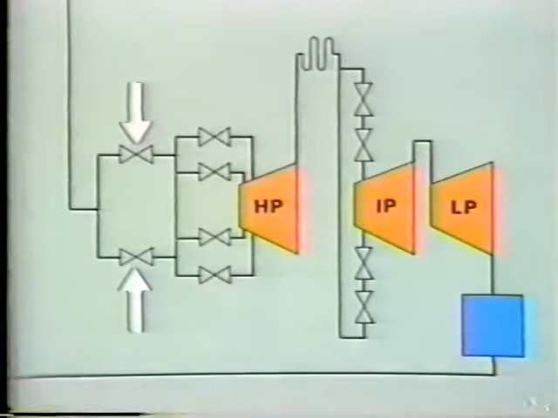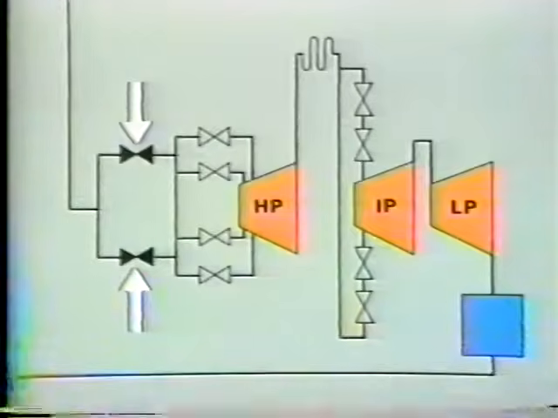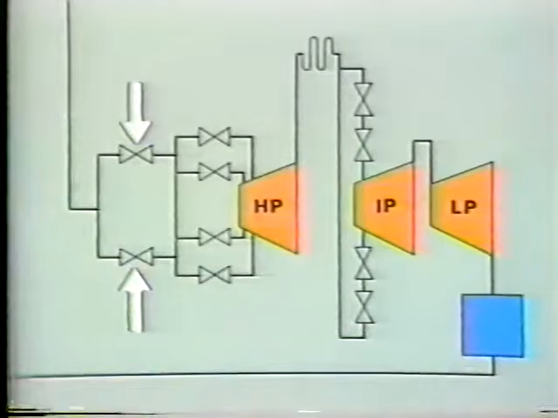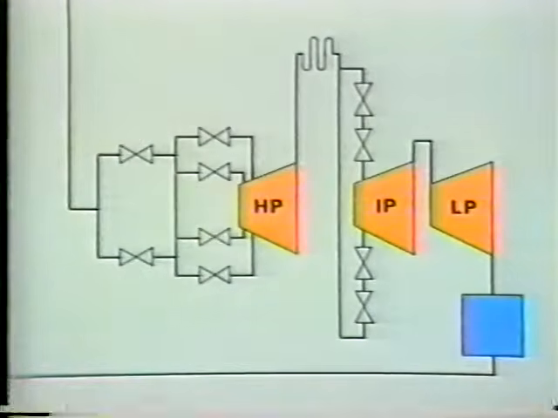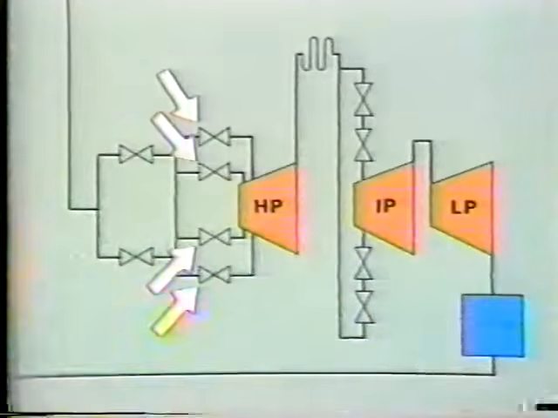For example, during normal operation, the main stop valves admit steam to the HP turbine. During emergencies or shutdowns, the main stop valves shut off the flow of steam. And during startup, the main stop valves can regulate the rate of steam flow to the HP turbine. The control valves regulate the rate of steam flow to the HP turbine during normal operation.